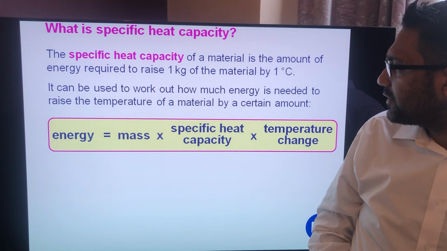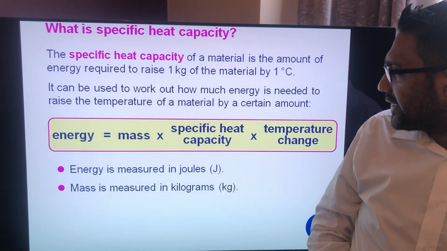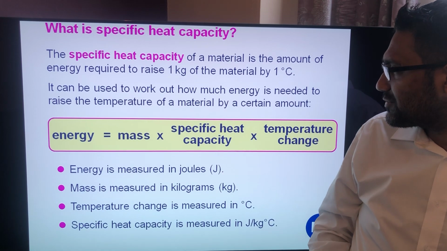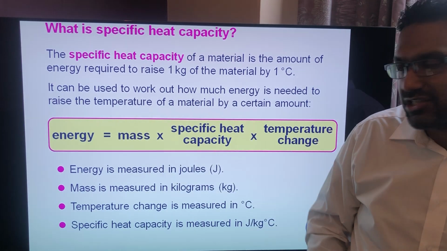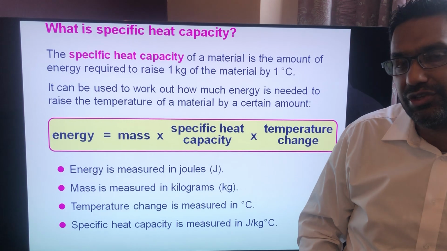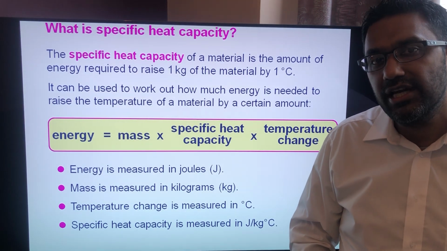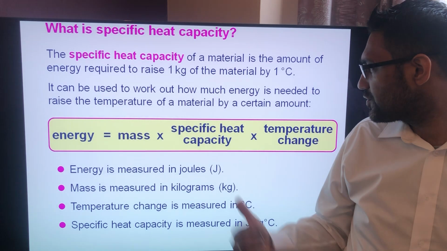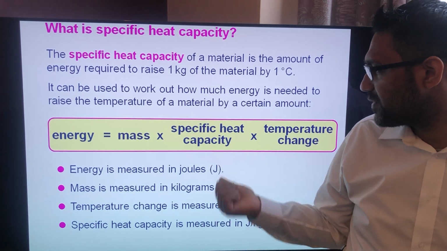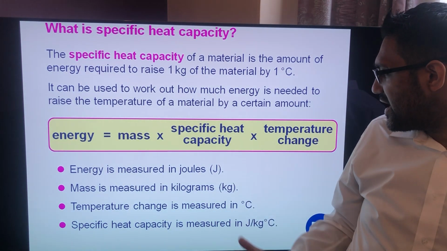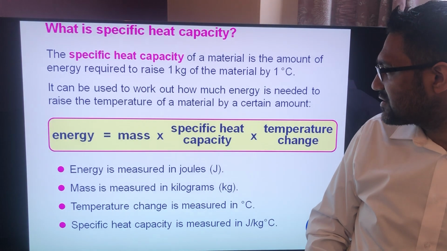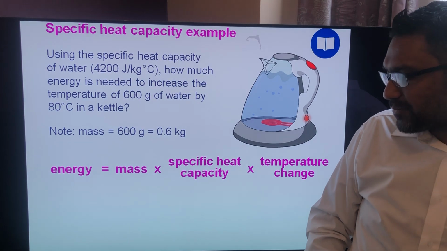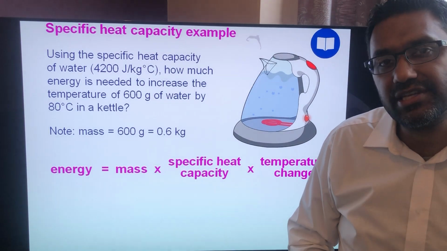Here's your formula again, E equals mc theta, and the E represents the energy in joules, the mass is in kilograms. We must make sure you convert the mass into kilograms. So if the question says 500 grams, you need to convert it into 0.5 kilograms. And you've also got your specific heat capacity, which is in joules per kilogram degrees Celsius, and the temperature change is in degrees Celsius. So here's a question for you. Have a go at this, pause the video and see if you can calculate the answer to this.